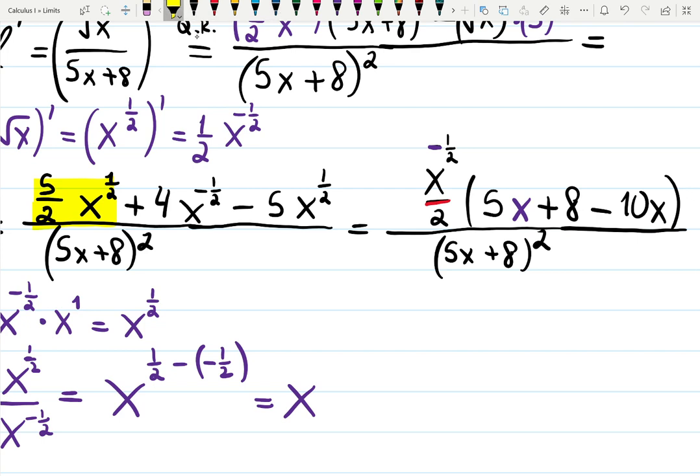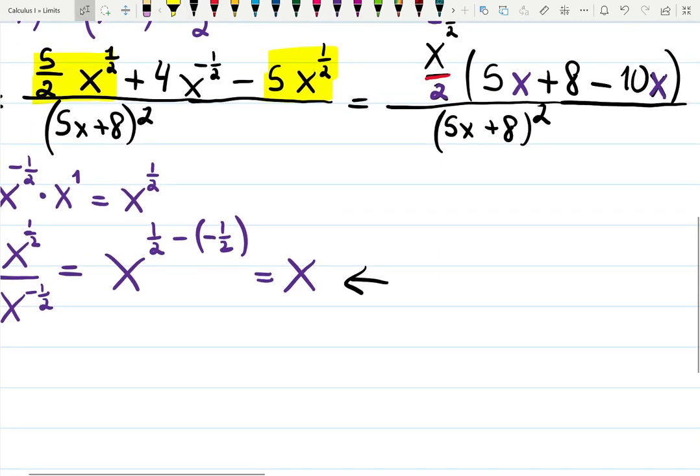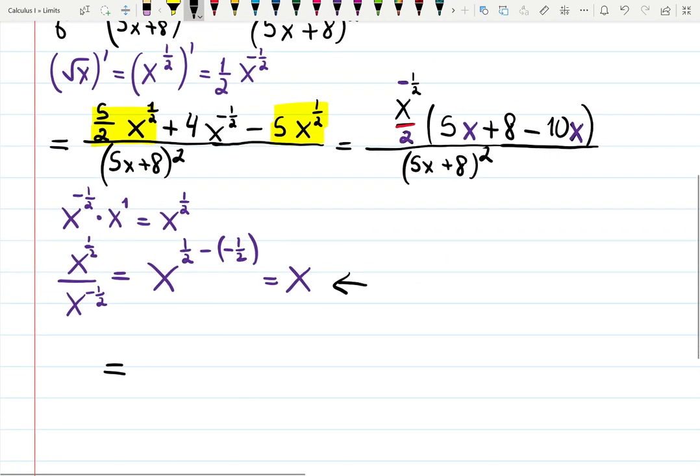This piece over here, when I'm factoring out x to the minus 1/2, I have the same situation I got here. X to the 1/2 divided by x to the minus 1/2 gives me just x, just like we had in the situation before. We could collect those terms before. But then when I'm factoring out 1/2, that means I'm multiplying by 2, so that's how I got minus 10. Okay, and now we are almost done.